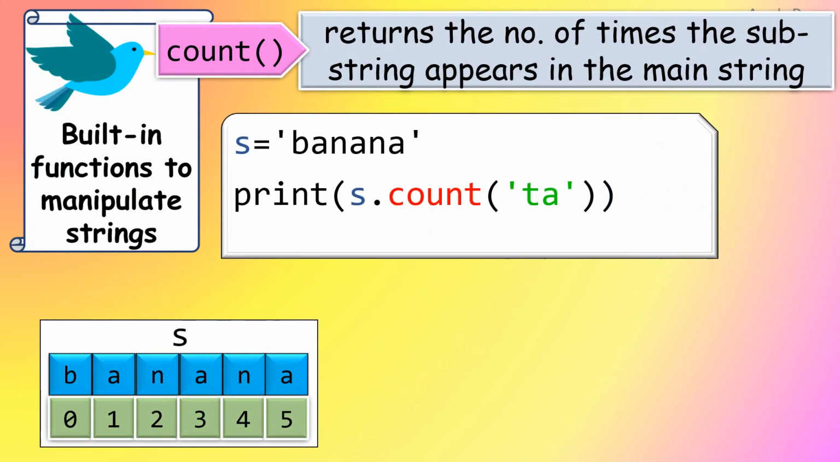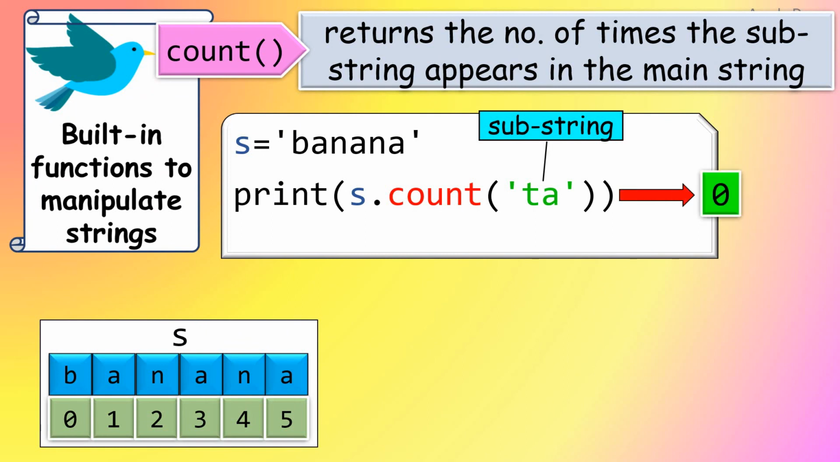Another example, s is equal to banana, print s dot count TA. Here I have taken the substring as TA. You can see that TA is not present in the string s. It is not present in banana. So what will the count function do? It is not present, which means this substring TA appears 0 times. So the output is 0. So when a substring does not appear in the main string, the count function gives the result as 0.